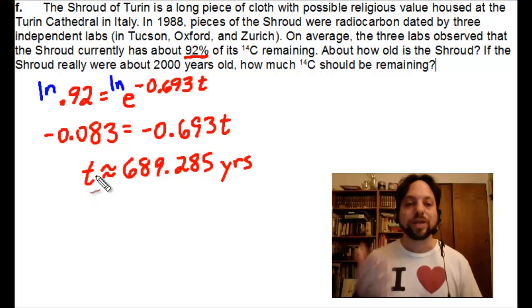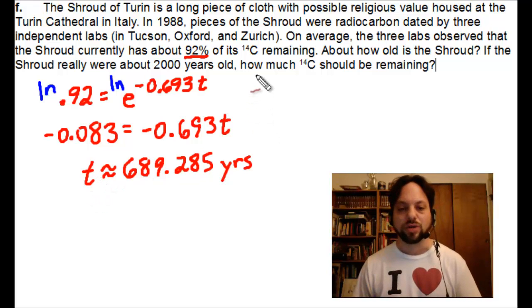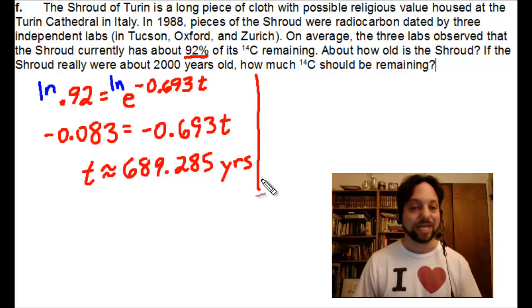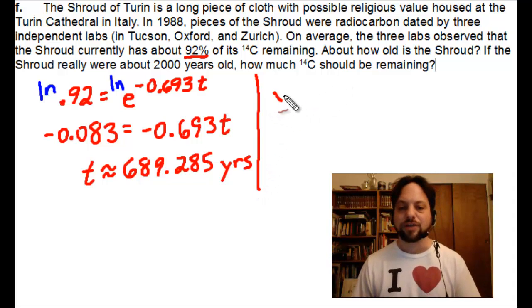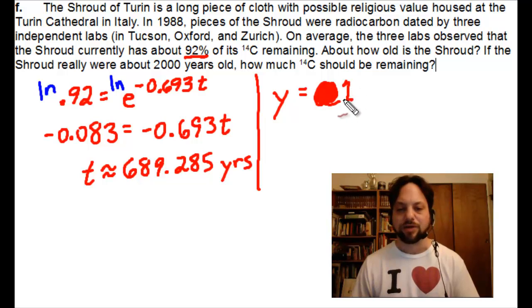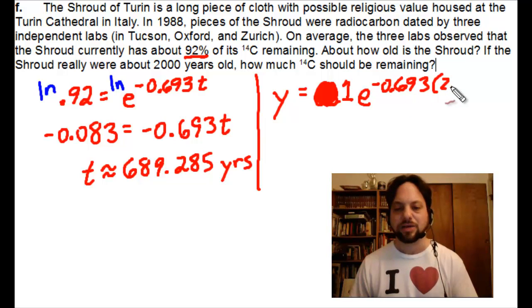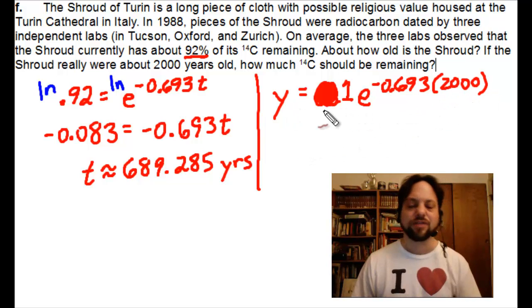Now, if the shroud really were 2,000 years old, then how much carbon-14 would we expect to be remaining? For this, it's just a matter of plugging in for t. C I don't really need here, because C is just going to be 1. That's the amount of carbon-14 that we started with. And then we'll have e to the k, which is negative 0.693, times t, which in this case we'll call 2,000.